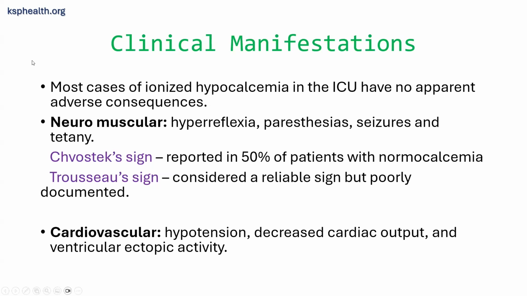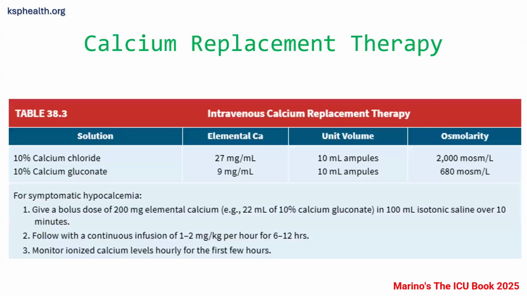We all have been taught the Chvostek and Trousseau signs. Chvostek is reported in 50% of patients with normal calcium, so eliciting or going by Chvostek is not a good way. Always measure serum calcium. Trousseau sign, again, is considered a reliable sign, but poorly documented. Cardiovascularly, hypocalcemia can cause hypotension, decreased cardiac output, and ventricular ectopic activity.